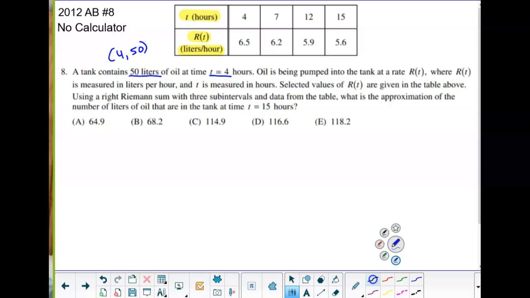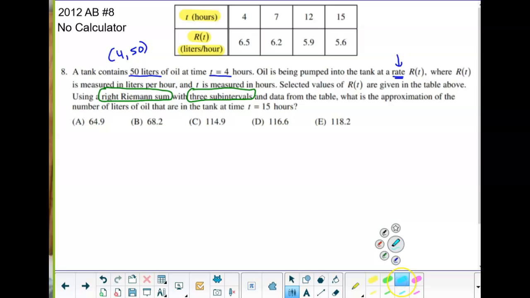Oil is being pumped into the tank at a rate. It's important to understand that we have a rate here, which is R, where R of T is measured in liters per hour, T is measured in hours. The select values of R in the given table above use the right Riemann sum with 3 subintervals. All right, so we're going right back to that Riemann sum. And then it says, and the data from the table, what is the approximation of the number of liters of oil that are in the tank at time t?